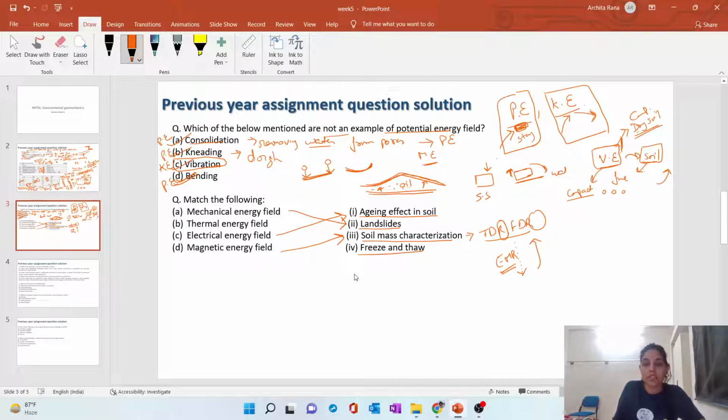Freeze thaw is simple. In the colder region, soil freezes over time, and then once the sunny season comes, the ice is removed and cracks develop in the soil, right? So it is an example of thermal energy, because it is because of change in temperature. Here the temperature is low, and in the dry season there is high temperature.